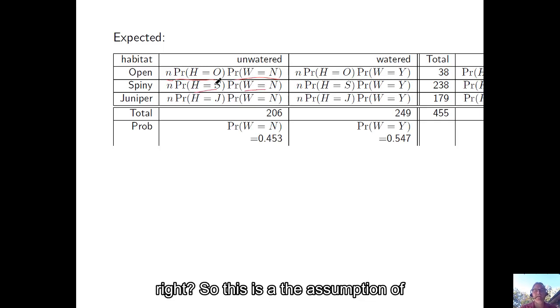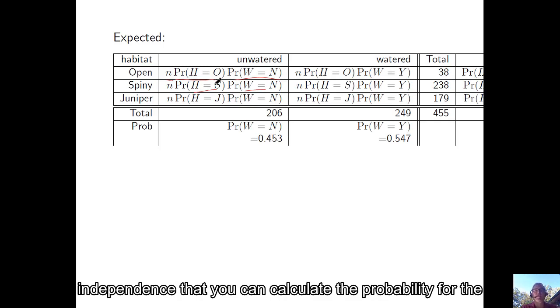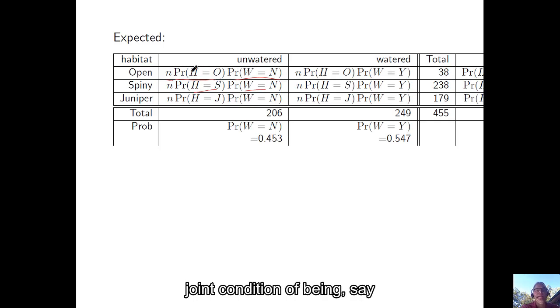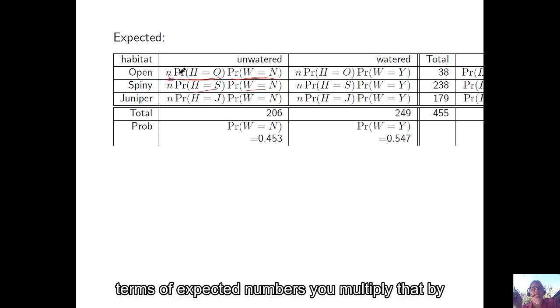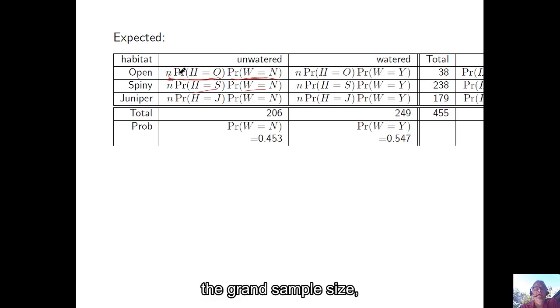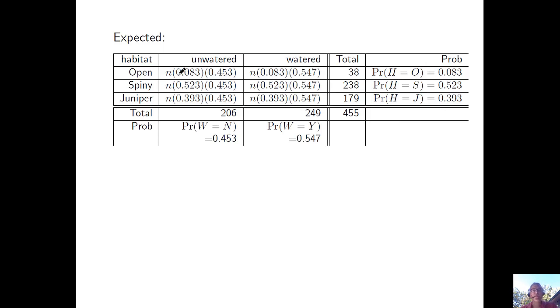So this is the assumption of independence, that you can calculate the probability for the joint condition of being, say, open and unwatered by the probability of being in the habitat equals open times the probability that the watered equals no. And if you want to get it in terms of expected numbers, you multiply that by the grand sample size, 455. Okay? So those are the probabilities filled in there.